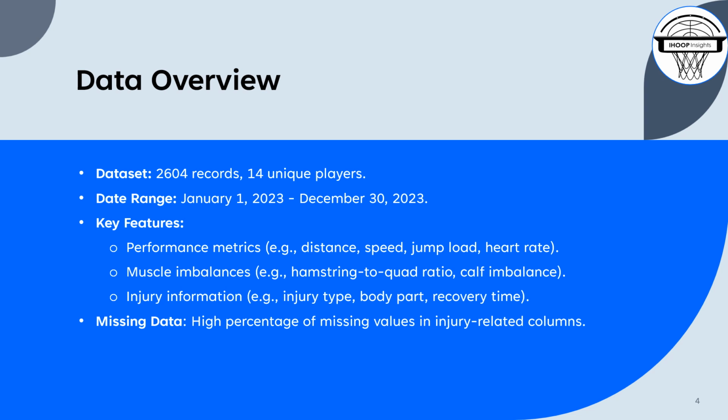After merging all the three data sets, we have around 2,604 records, and 14 unique players. The date range is from January 1st, 2023 to December 30th, 2023. These are some key columns or features which we can see in performance metrics. We have distance, speed, jump load, heart rate. In muscle imbalances, we have hamstring to quad ratio, calf imbalance, etc. In injury information, we have injury type, body part, and recovery time.